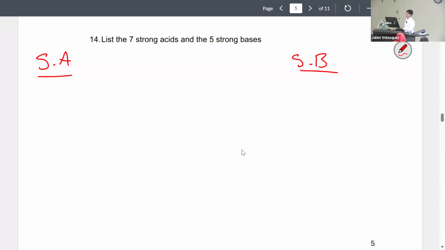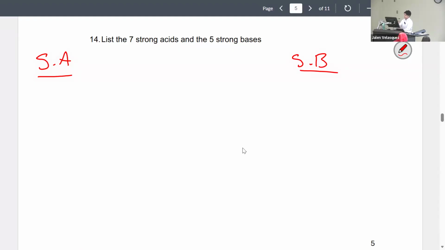So, who can list me some strong acids? HCl, right? Hydrochloric acid, that's in our stomachs, that's stomach acid. HBr, good. HI. So let's list them out, and then I'm going to remind you guys of that acronym that I taught you back when we did this a few weeks ago.